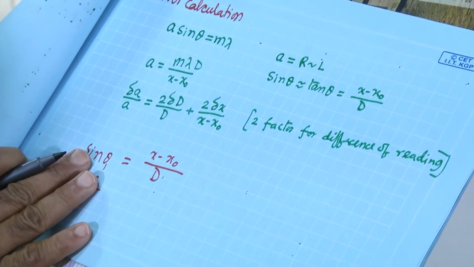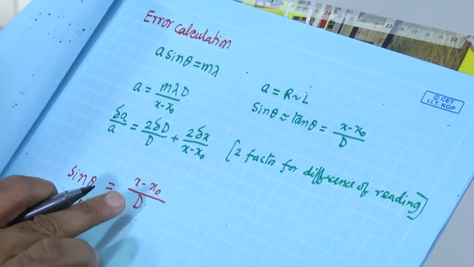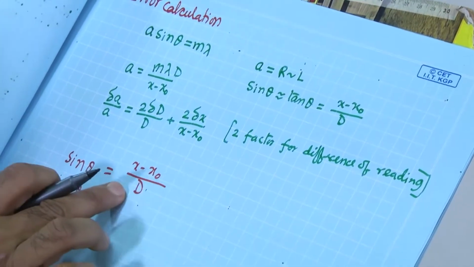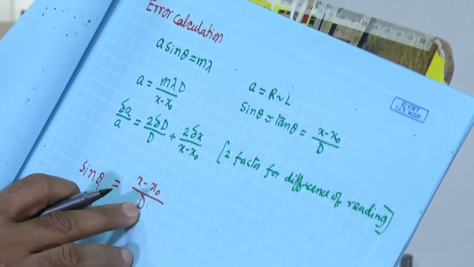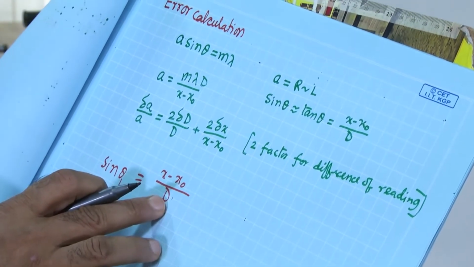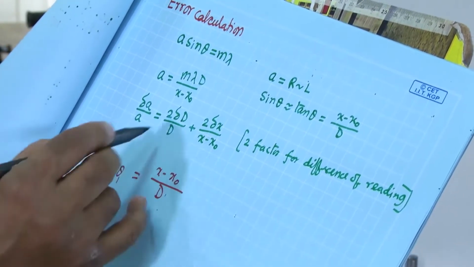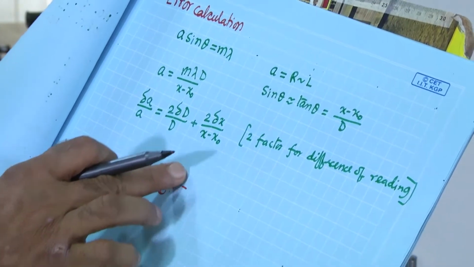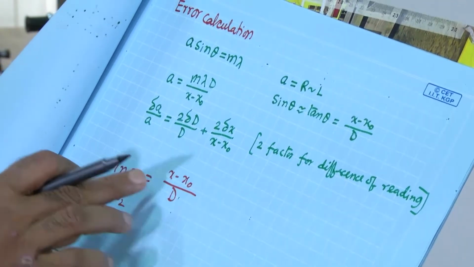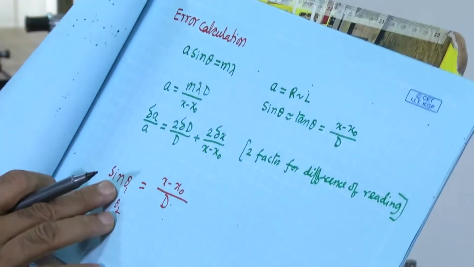So, for a particular distance of the screen, whatever theta 1 you will get, if you increase d, what will happen? If you increase d, then this value will decrease. Okay. But theta you cannot change, because of the position of the screen.